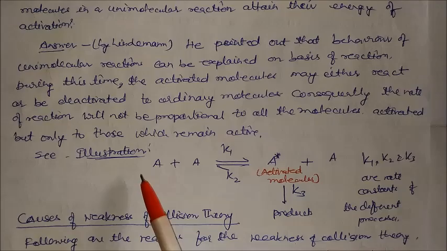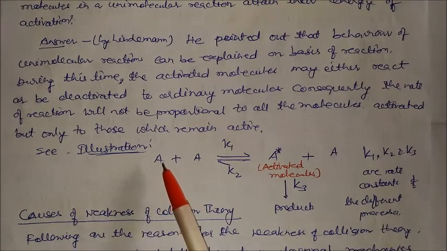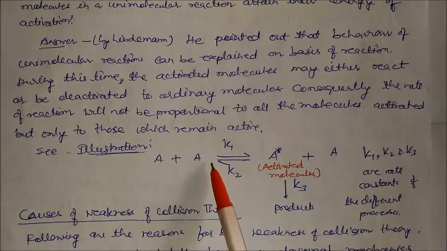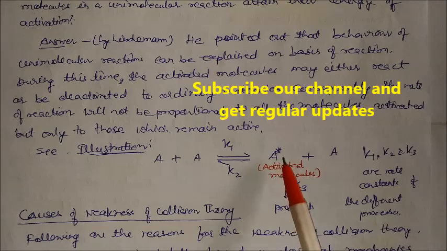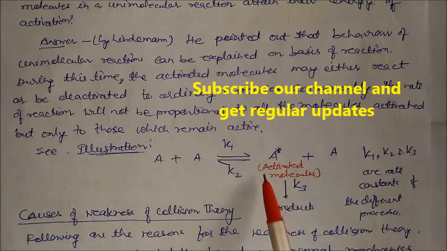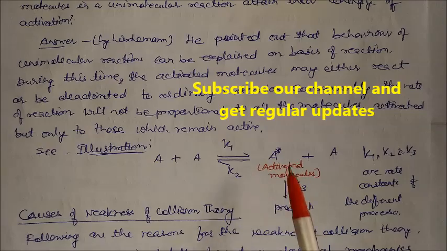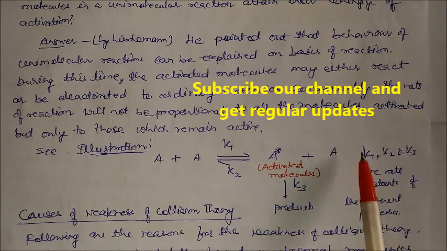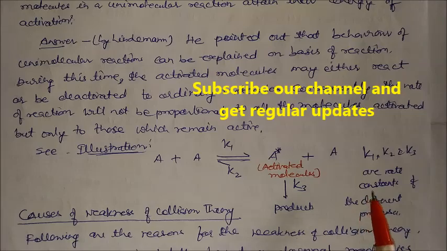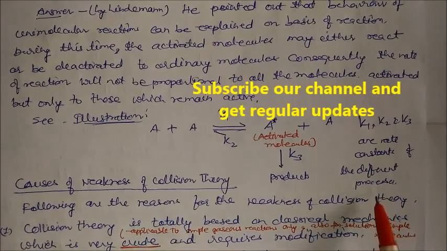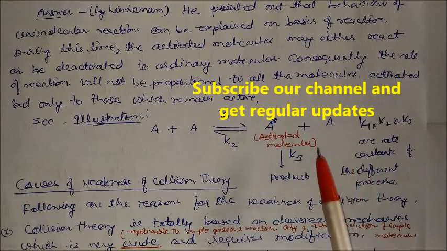We can see this through this illustration. Suppose this is a molecule A, unimolecular, and under equilibrium it is converting into A star. So A star is the activated molecule. It can go back also, it can go forward also. Forward means it can convert into product, and this is the K3. So K1, K2 and K3 are the rate constants of different processes. So this is the unimolecular Lindemann hypothesis.